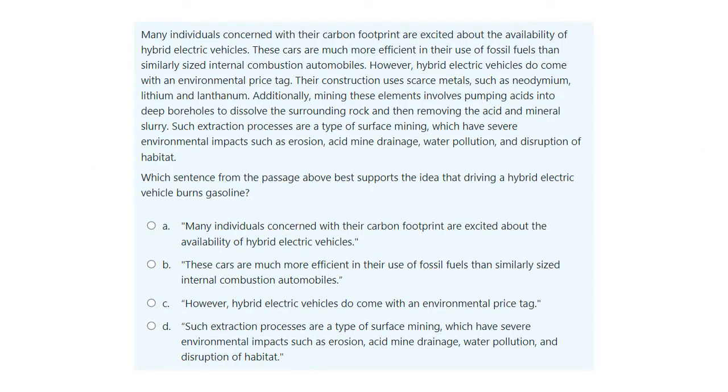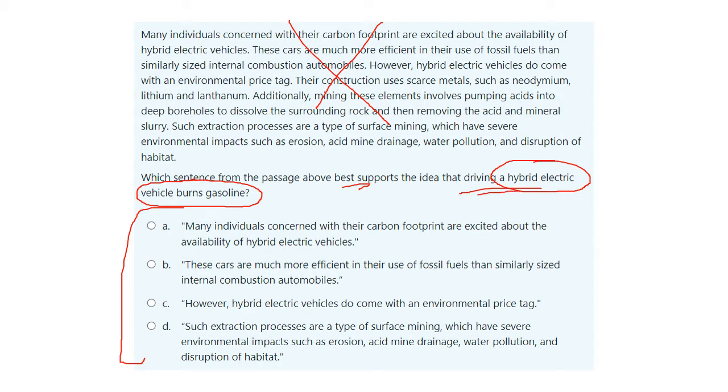Which sentence from the passage, another one of these questions where we don't really need to read the passage, we need to read the answers from the passage. Which sentence from the passage best supports the idea that driving a hybrid electric vehicle burns gasoline? So driving a hybrid burns gasoline. So we're looking for driving a hybrid car, and we are looking for burning gasoline.